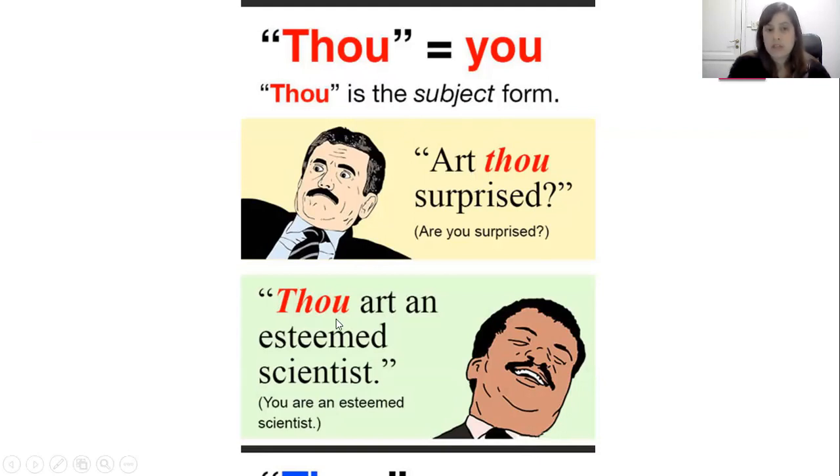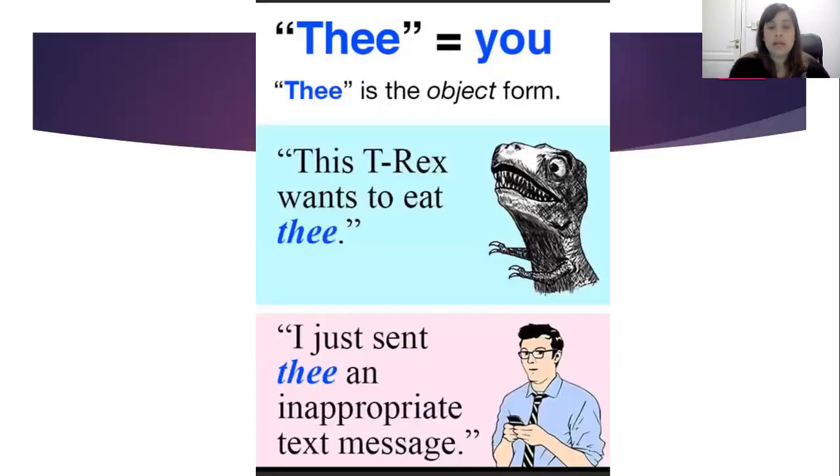Thou art an esteemed scientist. You are an esteemed scientist. So we use it as a personal pronoun. But then we have thee. Thee is the object form, the object pronoun. So we use it at the end of a sentence.